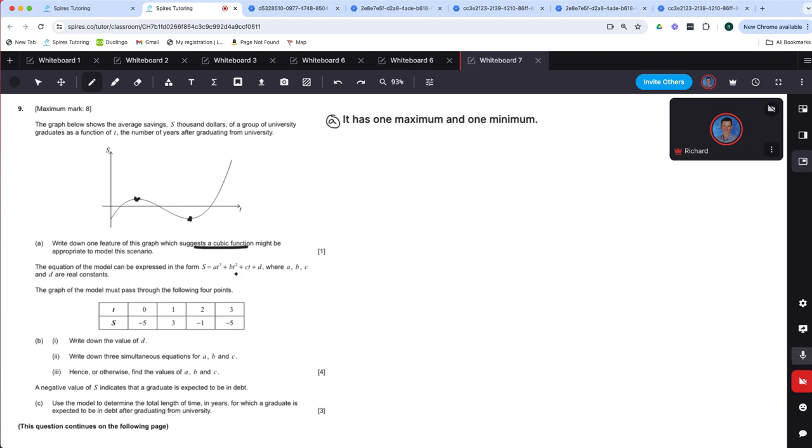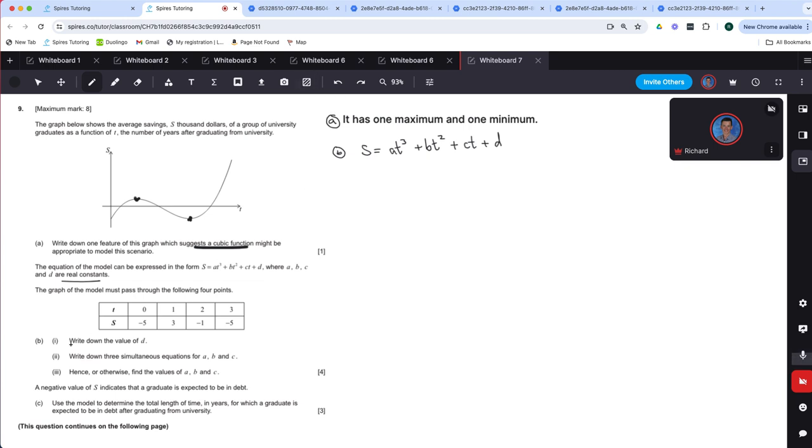The next thing is we've got an equation of the model, which is given by this. So I'm going to write that down. S is equal to AT cubed plus BT squared plus CT plus D. And it says A, B, C, and D are constants. So that just means they're numbers, okay? And we're told that the graph must pass through these points. So what we have to do is work out the value of D, okay?